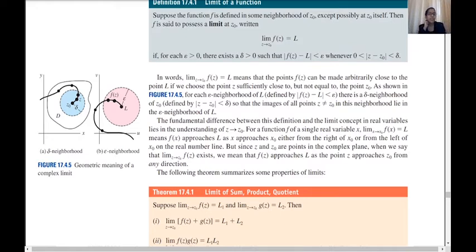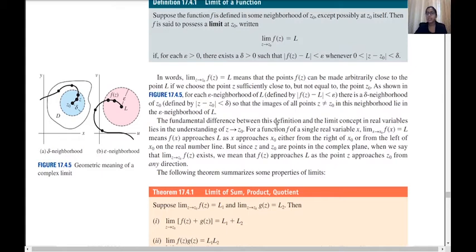In the case of real numbers, we discussed the left hand limit and the right hand limit, so x tends to x naught from the right or from the left. But this is not the case in complex numbers. z can approach z naught in all possible manners, from any direction. It is not necessary to come from left and right; it can approach in any direction.